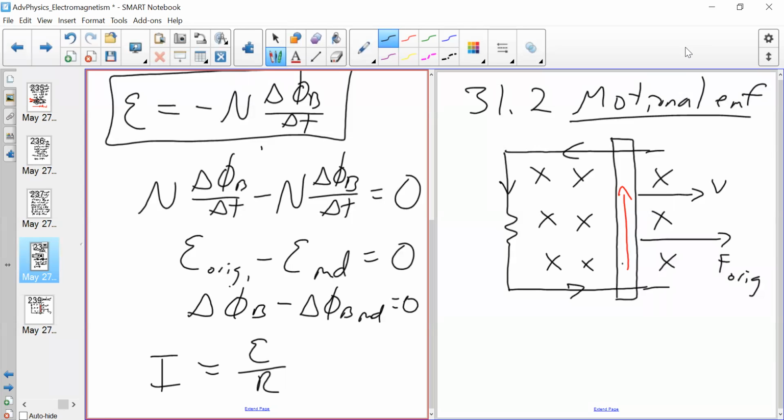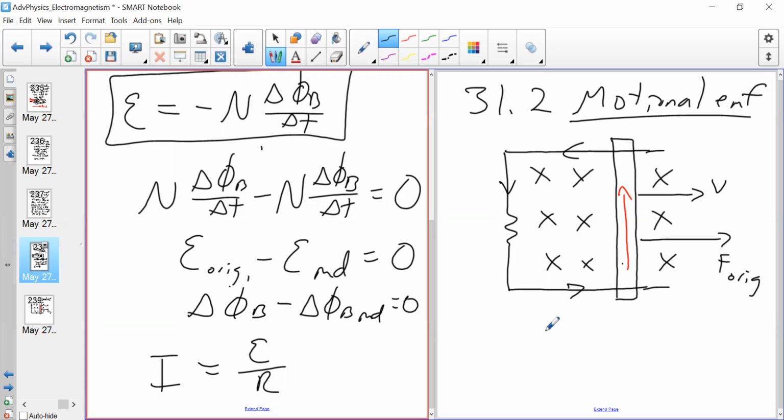Okay, in section 31.2, we're going to be talking about motional EMF, or voltage created by the movement of a wire through a magnetic field, or a conductor, as we see here, this conducting bar. So we can get the voltage within this wire by, first of all, using the right-hand rule to determine the direction of the current through this wire.